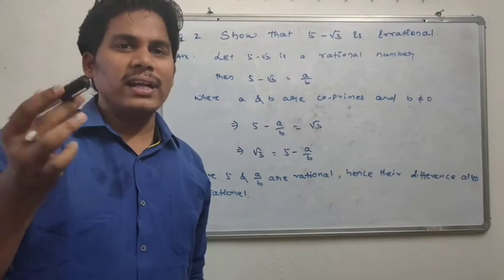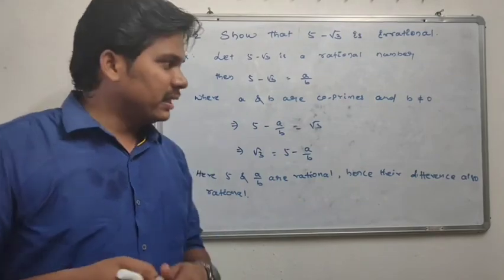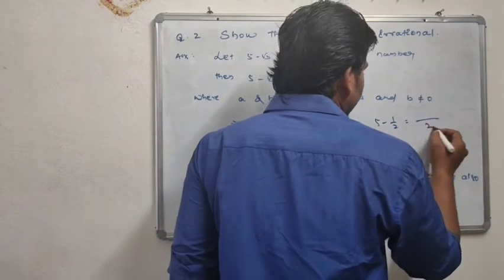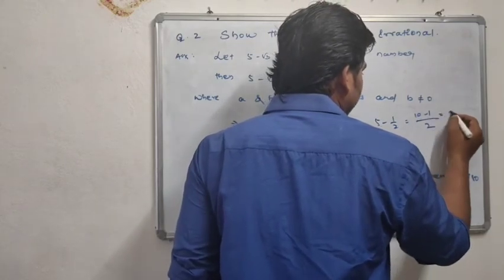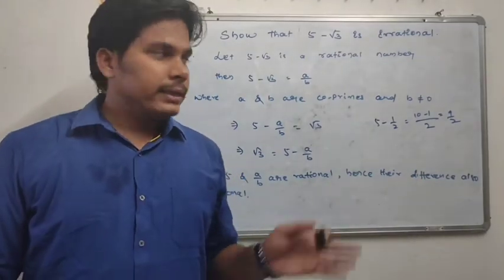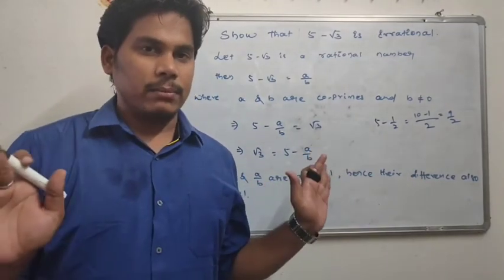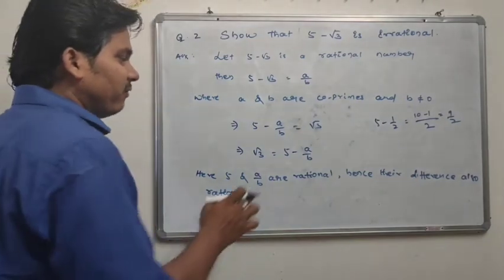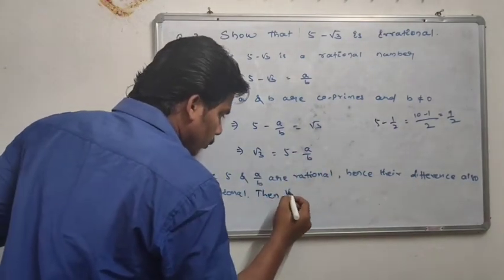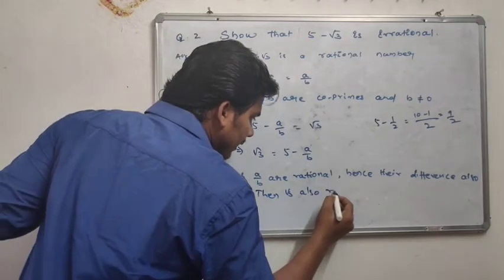How will it be? If I take a by b as 1 by 2, then what will happen? Taking the LCM 2, this will be 10 minus 1, 9 by 2. 9 by 2 is a rational number. This time, if you take any number, then 5 minus a by b is a rational number. Then we can say, if this is a rational number, then root 3 is also a rational number.